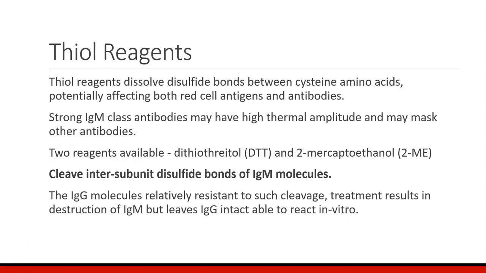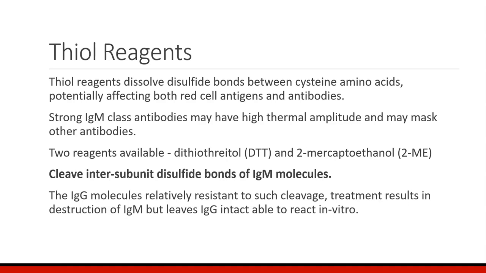Thiol reagents are really cool. They dissolve disulfide bonds between cysteine amino acids, potentially affecting both red cell antigens and antibodies. But we're specifically going to talk about antibodies. Some strong IgM class antibodies may have high thermal amplitude. They bind so strongly at room temperature that at 37 they don't want to let go. And because they have not let go at 37, then you'll get a false positive at Coombs.